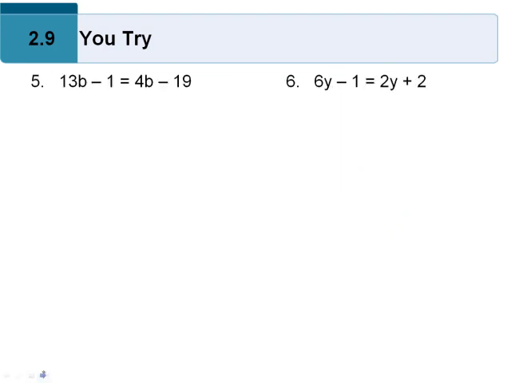All right. Here's 5 and 6. Let's see what we got going on here. 13b minus 1 equals 4b minus 19. No like terms to combine. Okay, so I'm going to get rid of that 4b, so I'm going to subtract 4b from both sides. So 13 minus 4 is 9. So 9b minus 1 equals, the 4b's are gone, so it just equals negative 19.